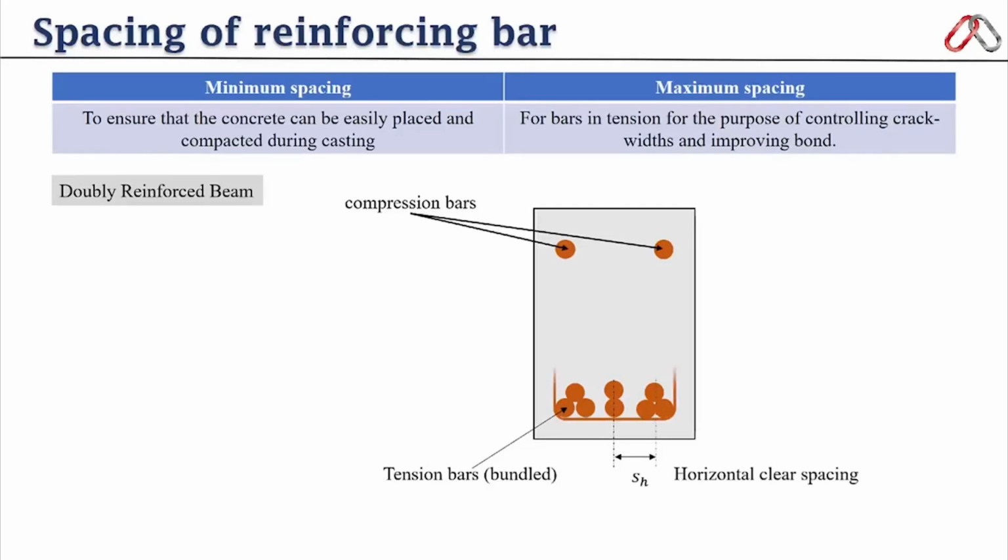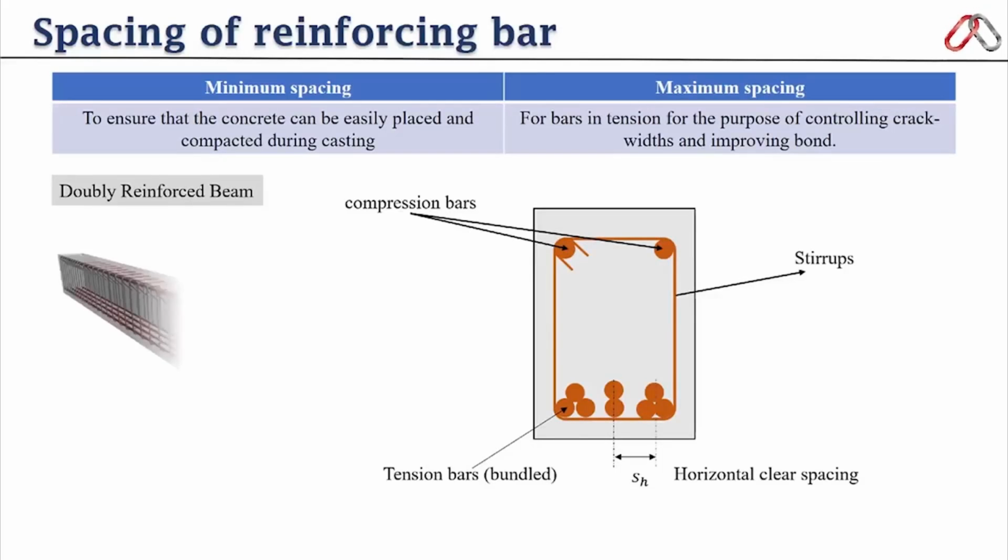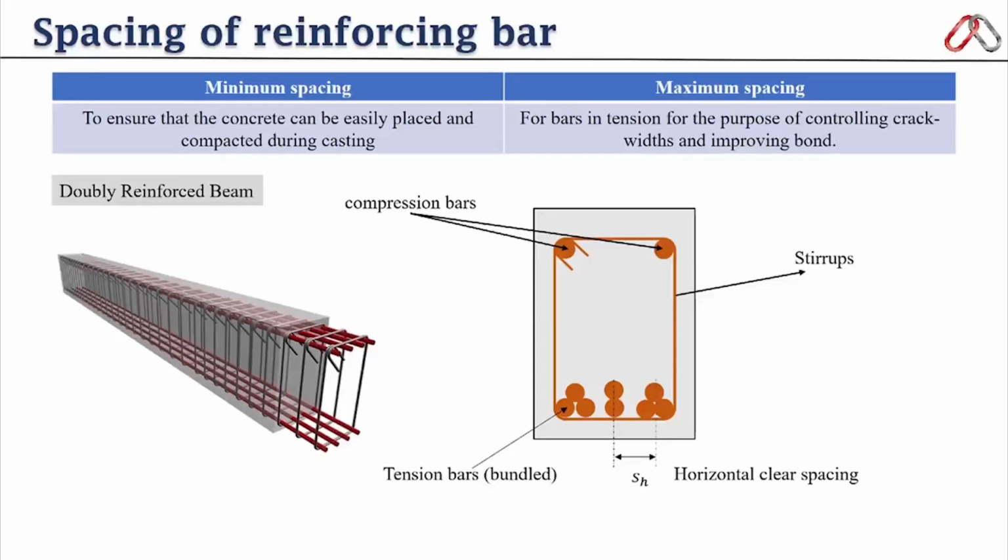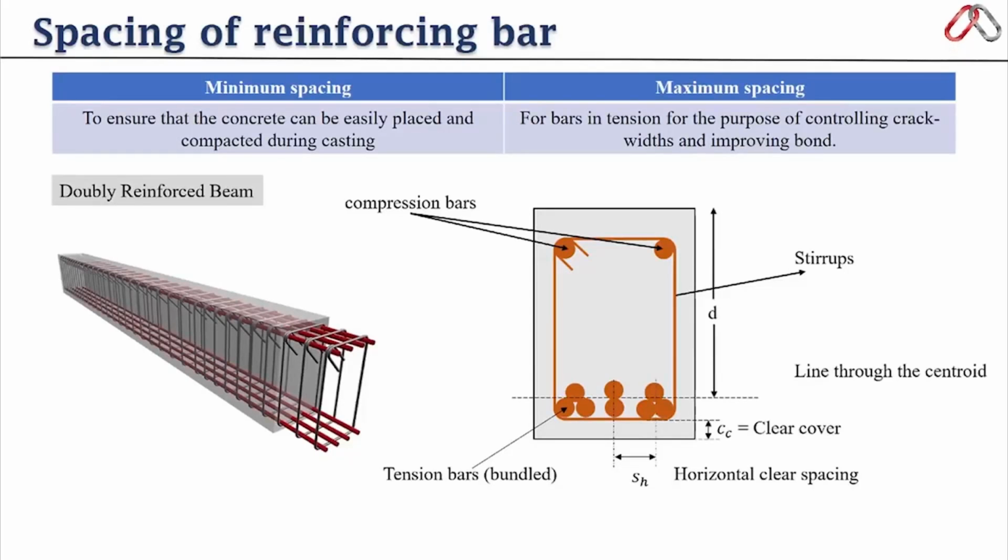This is another form of stirrup. We call them closed stirrup. If you look at this image, you can clearly see how a stirrup looks like. Clear cover and effective depth are measured similarly as we use in singly reinforced beam.